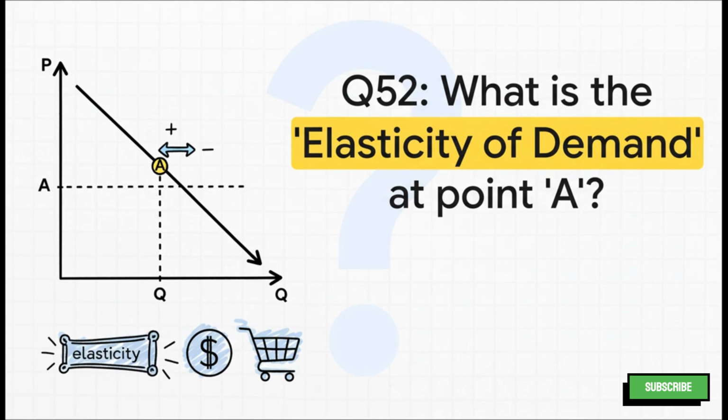Okay, next up, question 52. We've got a classic demand curve here, and the question is all about the elasticity of demand at point A. This is really just a test of whether we know how to measure elasticity on a straight line. Since point A is clearly above the middle of the line, the answer is going to be D, which means demand is elastic, or ED is greater than 1.